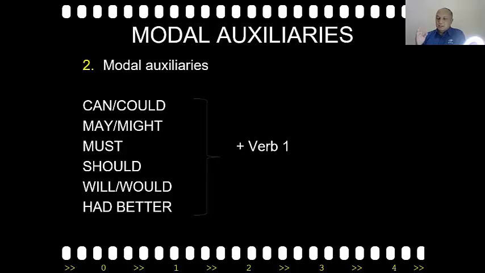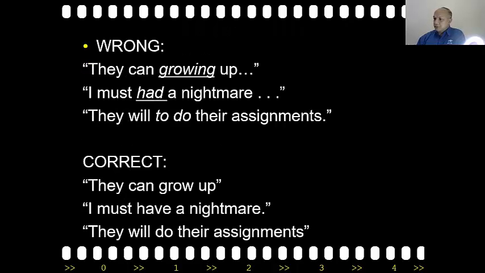You cannot say I can to go. No, that's absolutely wrong. So keep it in mind that modal auxiliaries are followed by verb 1, and that's it. There is no other rule. You'll have to put verb 1 after every modal auxiliary. Okay? So let me give you a sentence which is erroneous, which is actually a mistake.